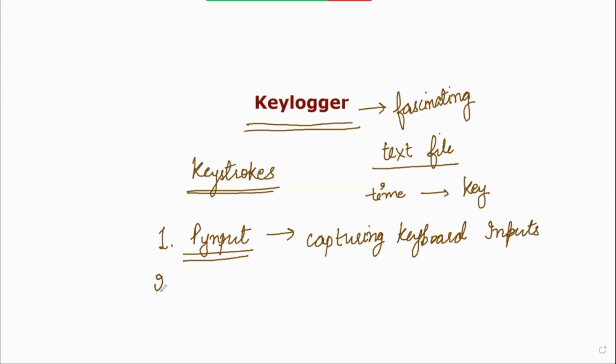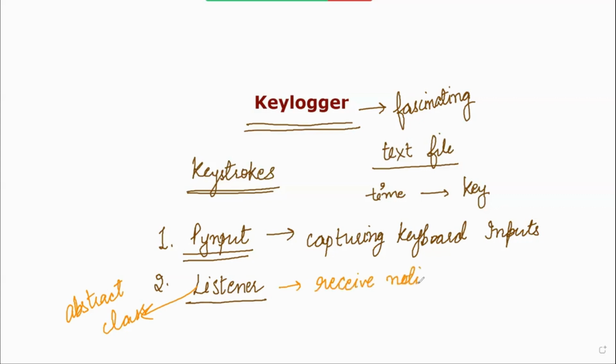Secondly, we are using an abstract class, that is Listener. Now, why do we use the Listener class here? Because we need to receive notifications. We need to receive a notification when anyone presses any key. We are able to receive notifications with the help of this class, that is the Listener class.